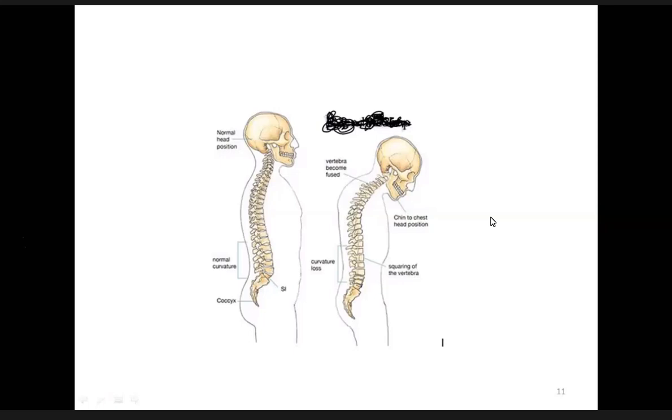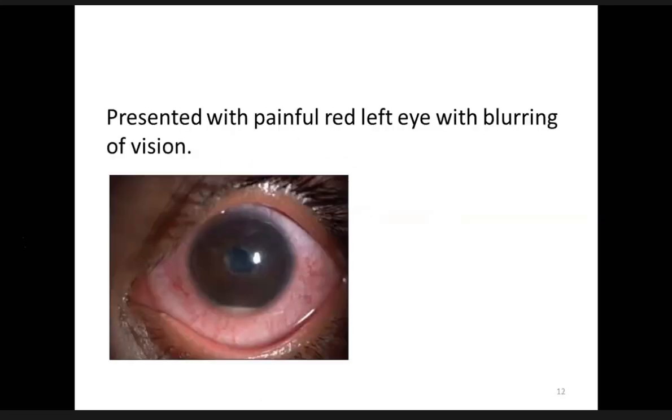So this is a patient with advanced ankylosing spondylitis. Okay. Right. So again, later on, this patient has presented with a painful red left eye with blurring of vision. So what is the diagnosis? Anterior uveitis. So acute anterior uveitis, right? Acute anterior uveitis. So that is again a complication which can occur in patients with spondyloarthritis.